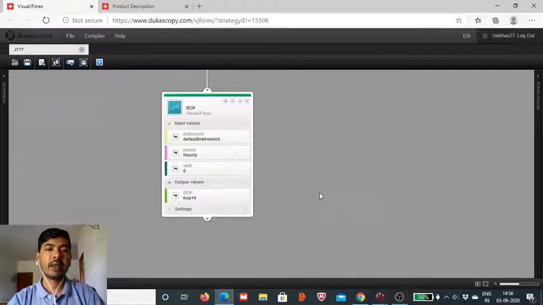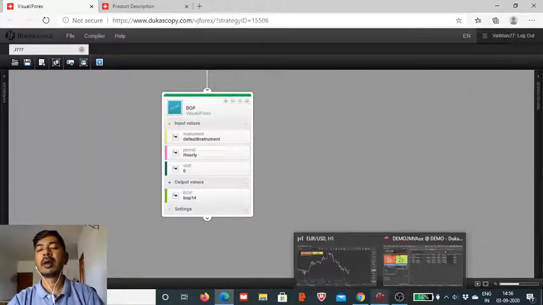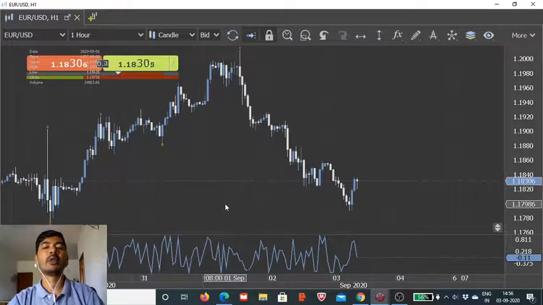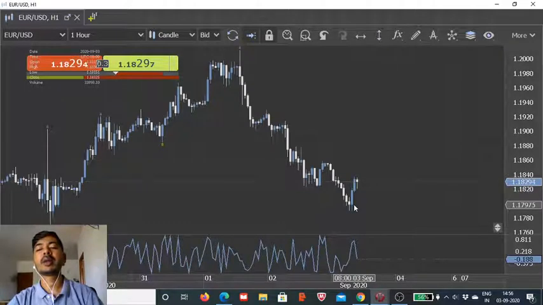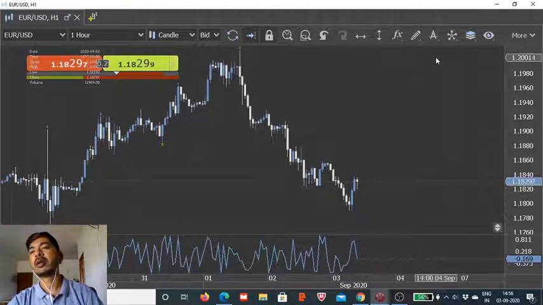So after defining these input values, we get the output, the BOP, balance of power, and depending on how the price action is unfolding, we get the value either above 0 or below 0, and sometimes exactly at 0. And as I said, above 0 is considered bullish, whereas below 0 is considered bearish.